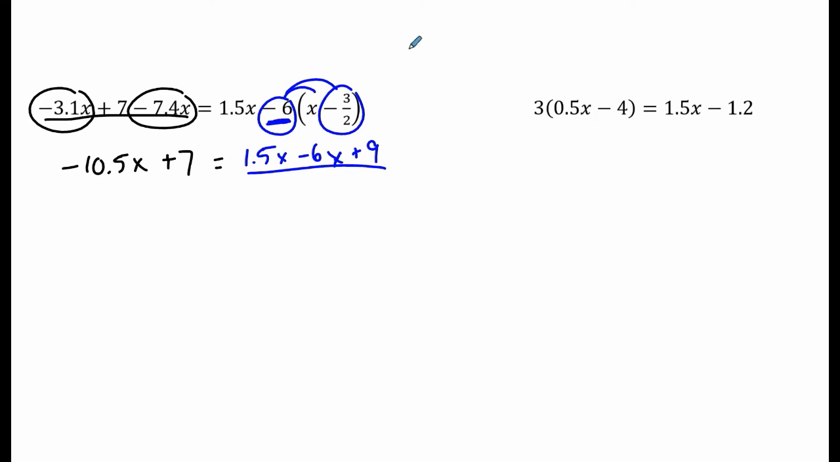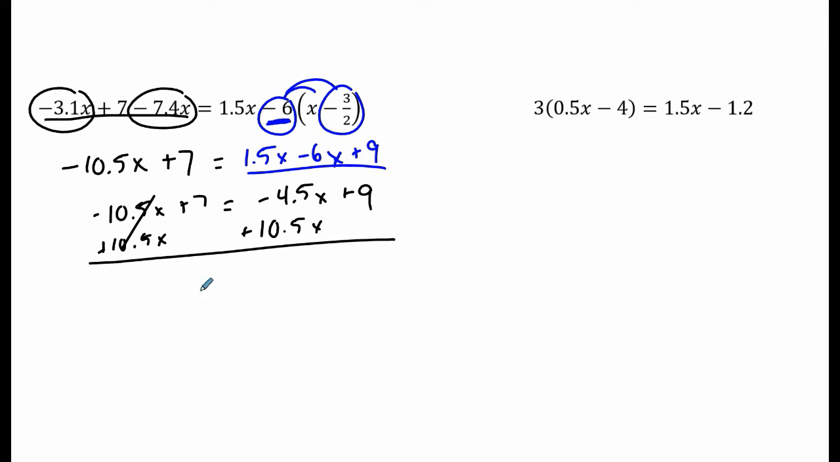Cleaning up this side a little bit more, I end up with 1.5x minus 6x. I believe that's negative 4.5x plus 9, which is the same as negative 10.5x plus 7. I'd rather deal with positive x's, so it's going to affect my first move here. So 7 equals something plus 9. How many x's do I have there? I can go to the calculator to check this out. You have 4.5 of them. You're subtracting away, you have 10.5 of them, and you're subtracting away 4.5 of them. That leaves you with 6 x's.